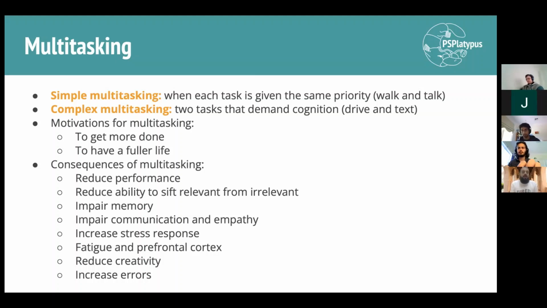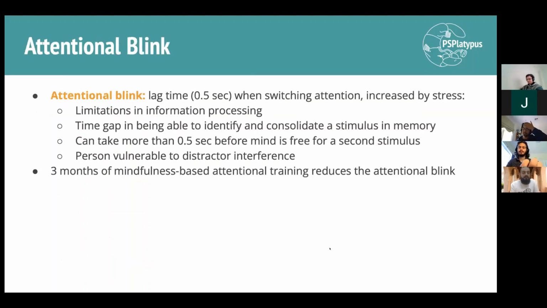So why do people multitask? Because they want to get more done and to have a full life. However, it does have consequences. It will reduce performance, reduce the ability to separate relevant from irrelevant, impair memory, impair communication and empathy, increase stress response, fatigue, and strain on the prefrontal cortex, reduce creativity, and finally increase errors.